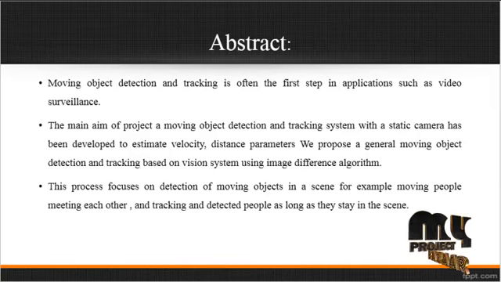Now we are going to discuss the abstract for the process. Moving object detection and tracking is often the first step in applications such as video surveillance. Hence, in this process, the main objective is to detect the moving object and track it. The system with a static camera has been developed to estimate the velocity and distance parameters. We propose a general moving object detection and tracking based on a vision system using the image difference algorithm.